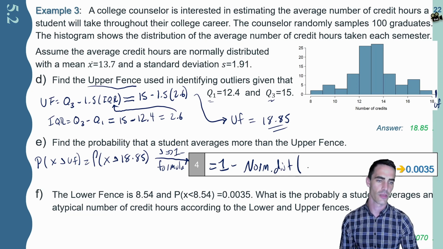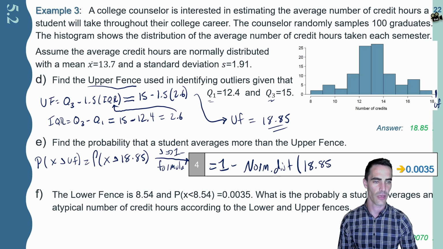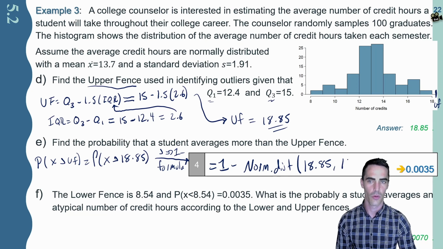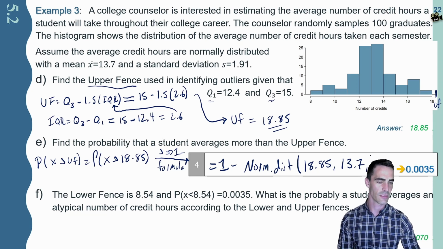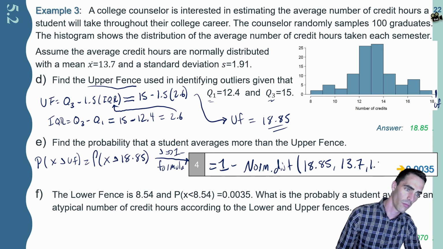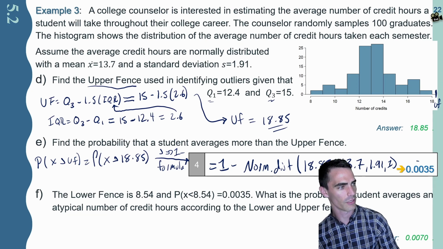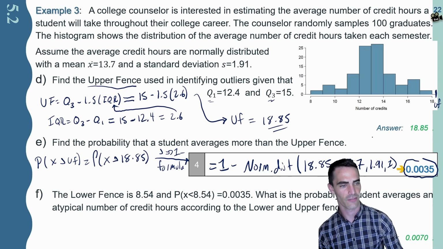And I'm looking for those 4 different inputs. The first one is the K value, 18.85. I need the mean, 13.7. The standard deviation, which I need to move out of the way for, 1.91. And lastly, a 1. And we'll get a probability over here. Very unlikely. In fact, if I had to write that, it'd be 0.0035.